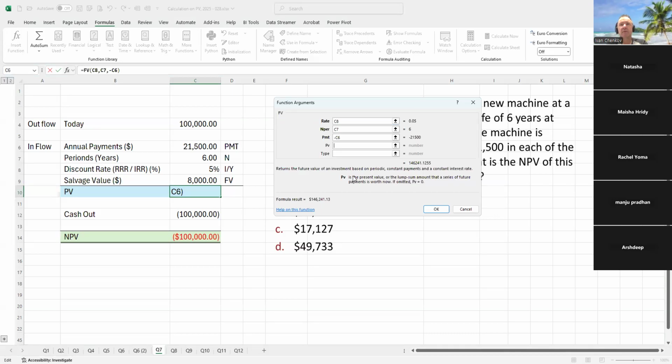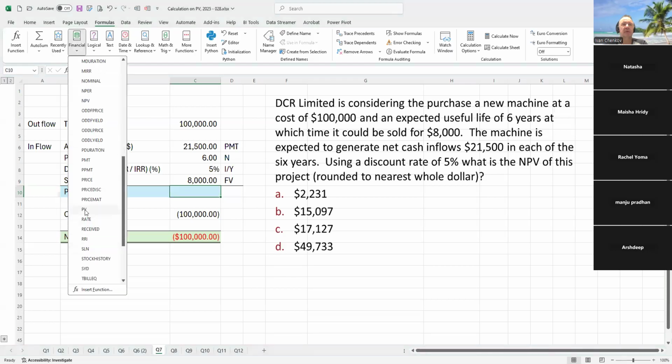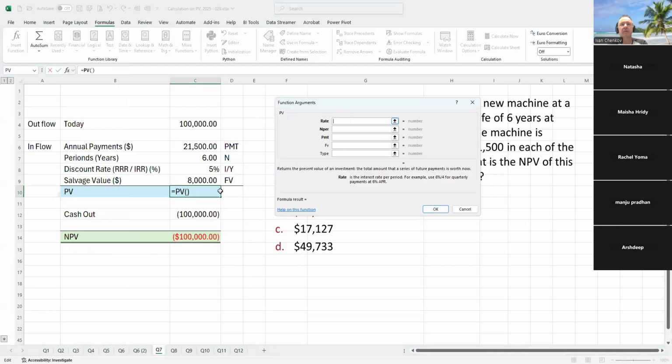Why doesn't it ask me here? Oh, I'm on the wrong calculation, sorry. I'm not on PV, I'm on the FV. I should be on the PV here. So let's go again: rate, 5%, 6 periods, payment 21,500, that will be negative. And then we're going to have the future value, which is also negative, $8,000.